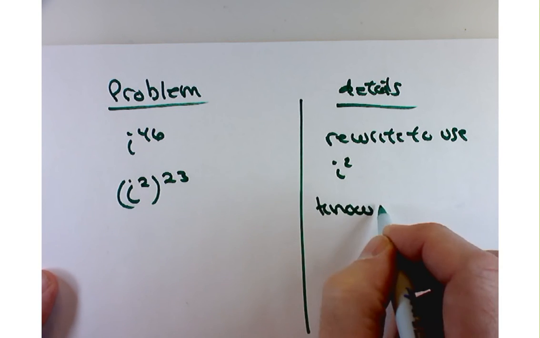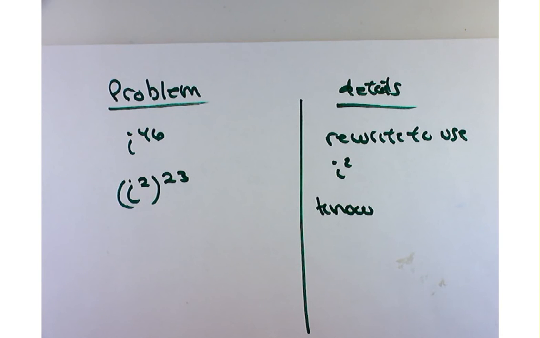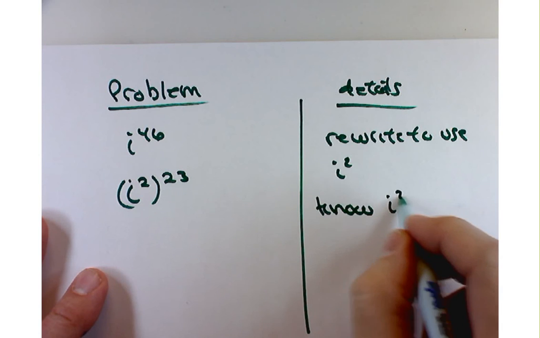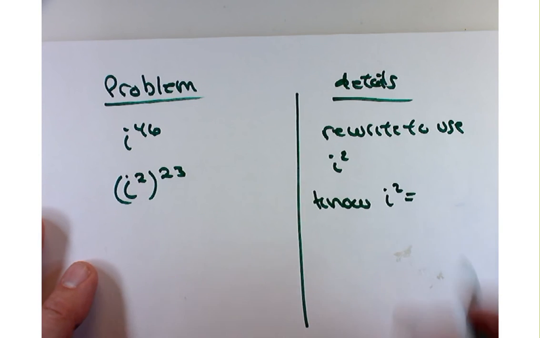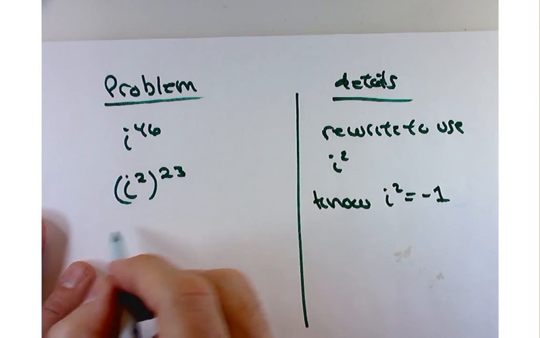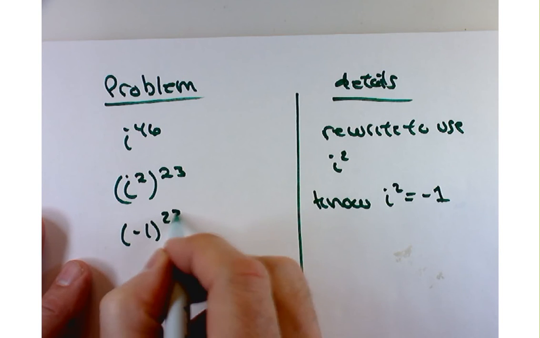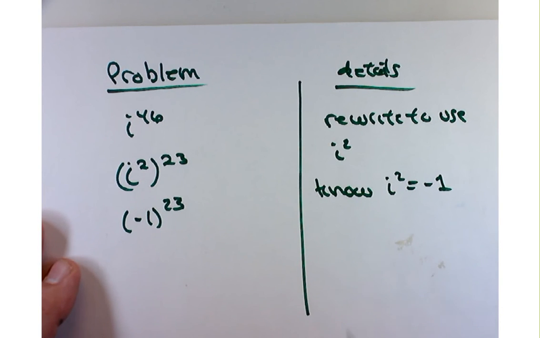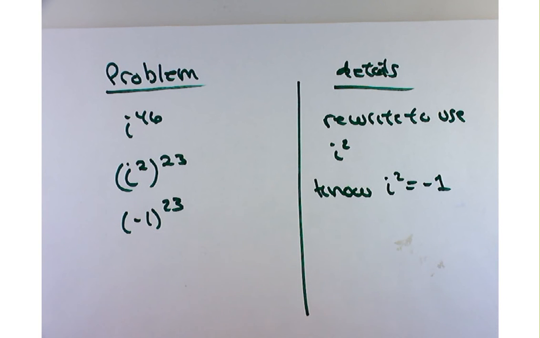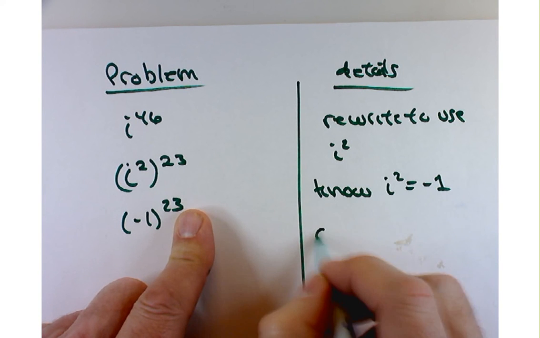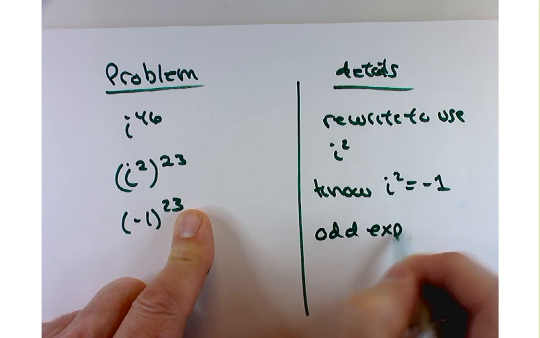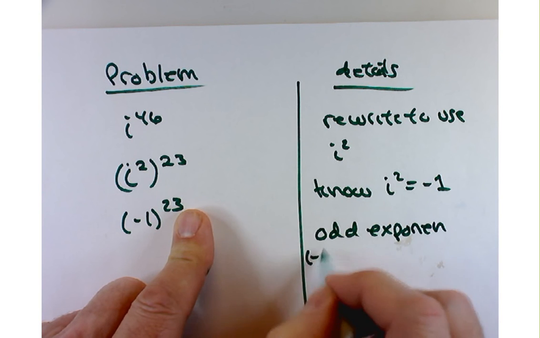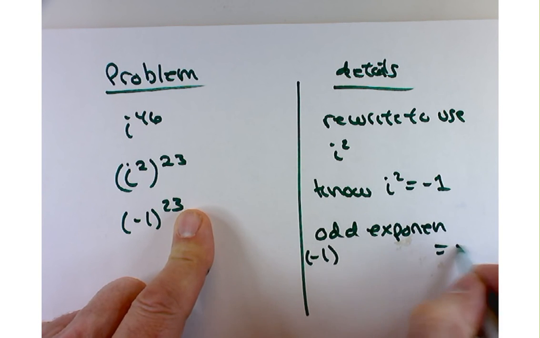Now, this is where you're going to use the one thing that I really want you to know about i, and that is what i squared is. Melanie, remind me, what does i squared equal? Negative 1. So that's negative 1 to the 23rd power. Now, I don't need to take out a calculator for this. It's negative 1 times negative 1 times negative 1. If you have an odd exponent, so negative 1 to an odd exponent is going to equal negative 1.